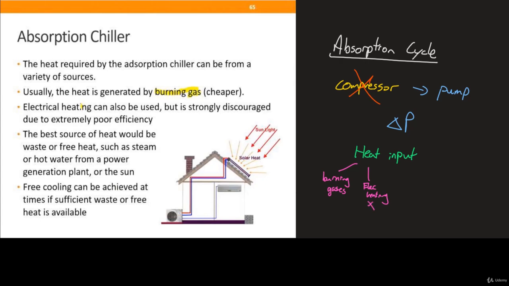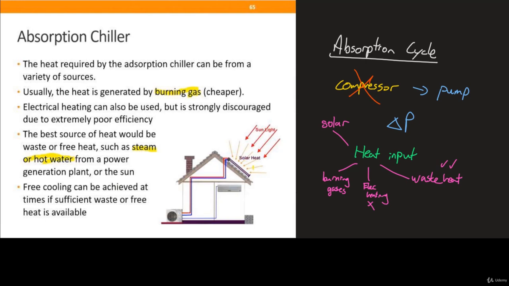The best source of heat will be waste heat. What do we mean by waste heat? For example, in a power generation plant, there is always steam and hot water that will be purged out from the plant. Instead of being purged out to the atmosphere, it can be used to kickstart the absorption cycle. If not, we can also use sunlight or solar heat in order to make this cycle work.